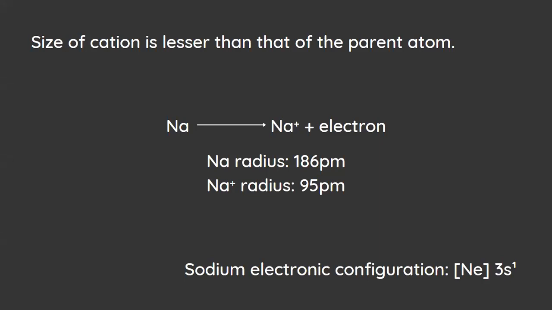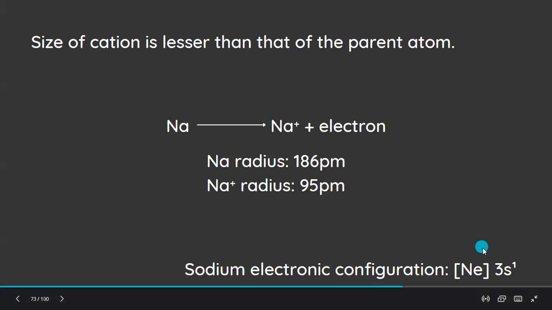First one, the size of the cation is lesser than that of the parent atom. Now, here you have the example of sodium. Sodium is losing an electron to form Na plus, that is a cation. And if you notice, sodium's radius is 186 picometer, whereas Na plus radius is just 95 picometer. Let's look at the electronic configuration of sodium.